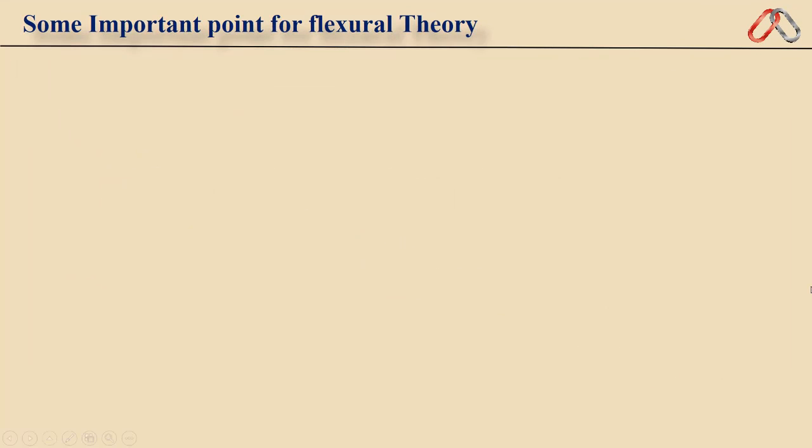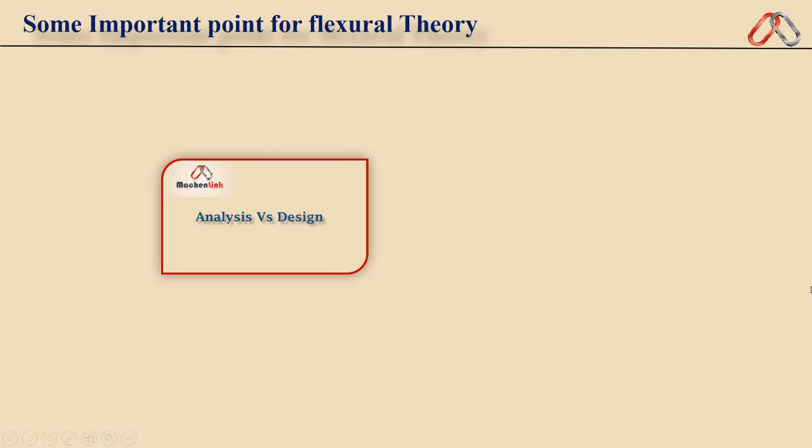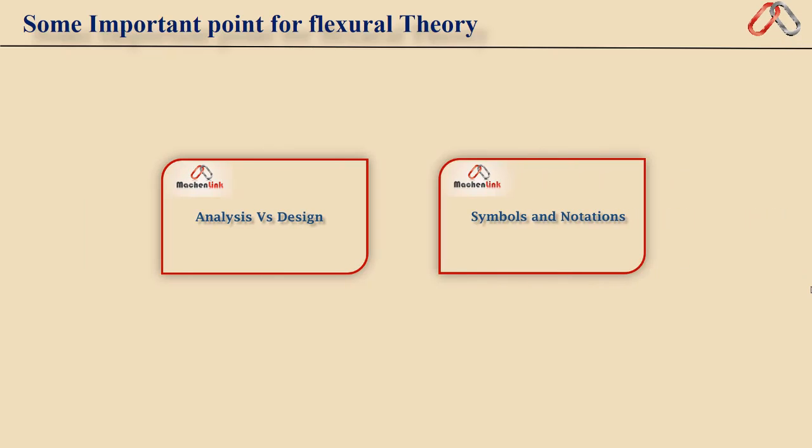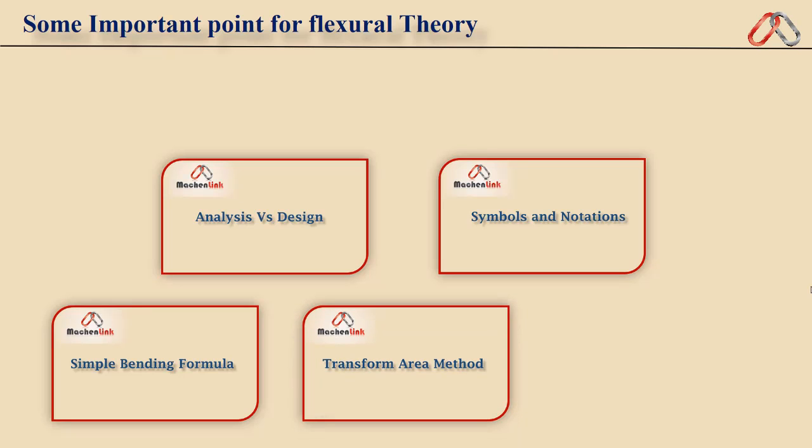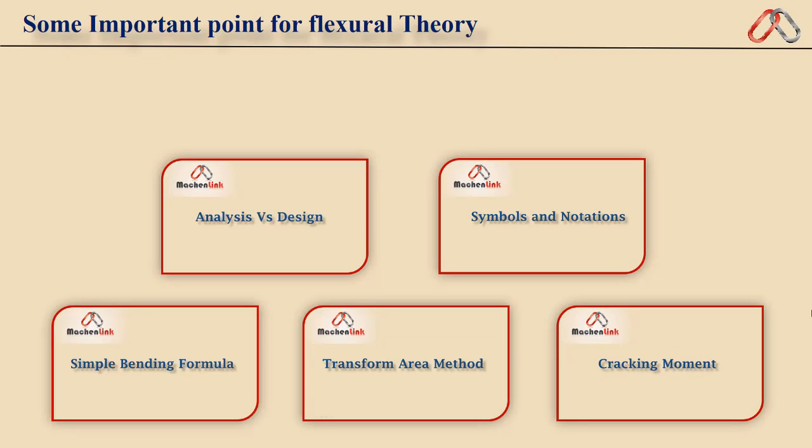In the first part of this lecture, we will learn the difference between analysis and design of structural elements. Then the importance of symbols and notation we use in designing. Then a brief view of the simple bending formula, which we have already studied in strength of materials. And then the transformed area method for composite section. Composite section is made of two different materials like concrete and steel. And finally we will learn about stretching moment.